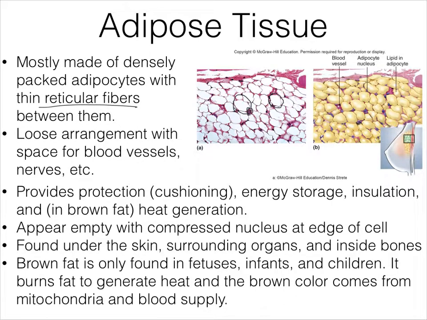The function of it provides cushioning, protection against force, energy storage in the form of fat, insulation, right? So many animals, and to a certain extent people, who live in very cold climates will develop thick, fatty layers underneath their skin that helps them hold in body heat. And in small mammals and very, very tiny humans, heat generation. Not just insulation, but actually making heat in something called brown fat.